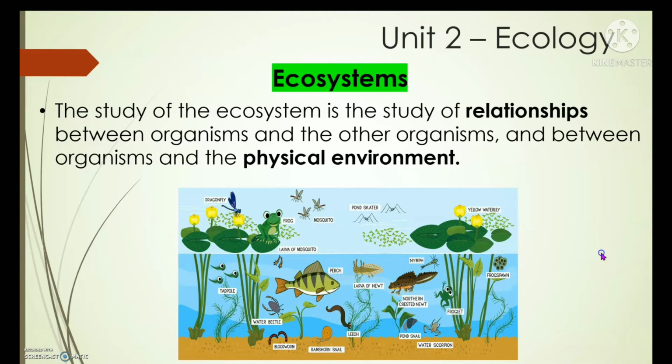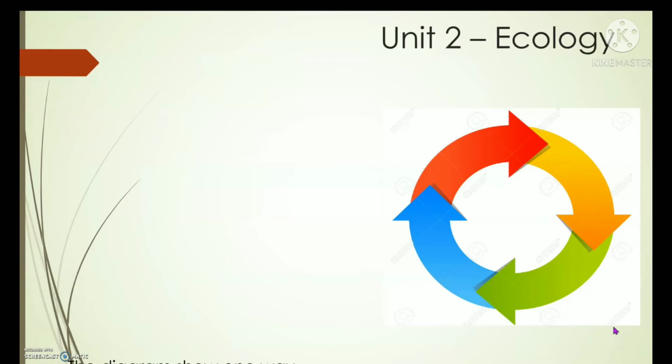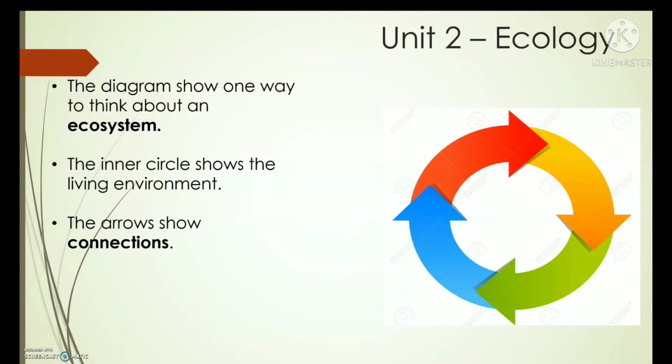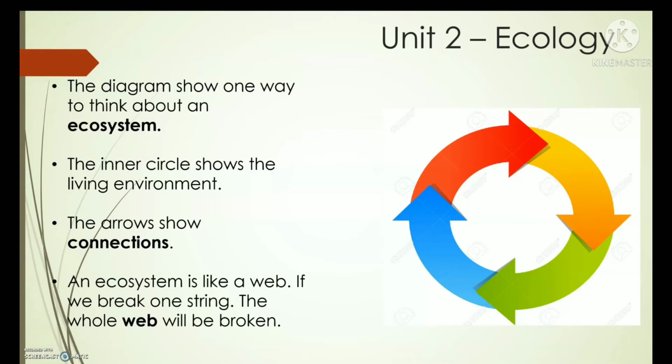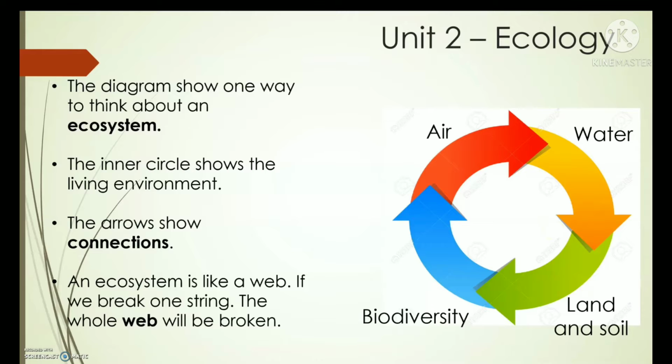So what is an ecosystem again? Very good. It's a study of relationships of organisms to organisms and to their physical environment. Now let's move on to the next slide. If you can follow in your books, you will see the diagram. This diagram right here is an easy way to think about an ecosystem.